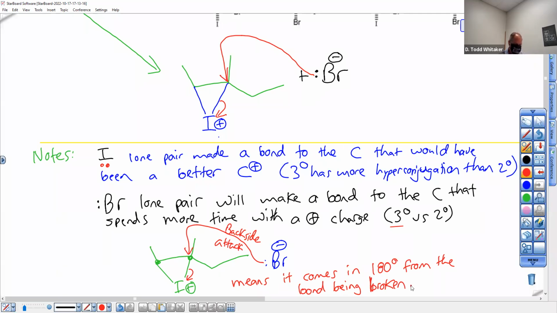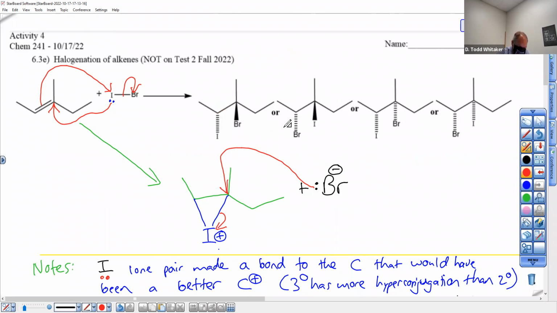So can we use that fact and the fact that it's a backside attack to predict which of these four products is the only product we're going to see? I'm ruling out product number 2 and number 4 because the iodine is on the wrong carbon. Bromine ends up on the tertiary carbon because the mechanism says it's going to attack the carbon that spends more time with a plus charge. Don't pick any of the products where the iodine's on that carbon. Now, which one looks like Br came from the other side of the molecule? The first one. This one's wrong because it's a front side attack.